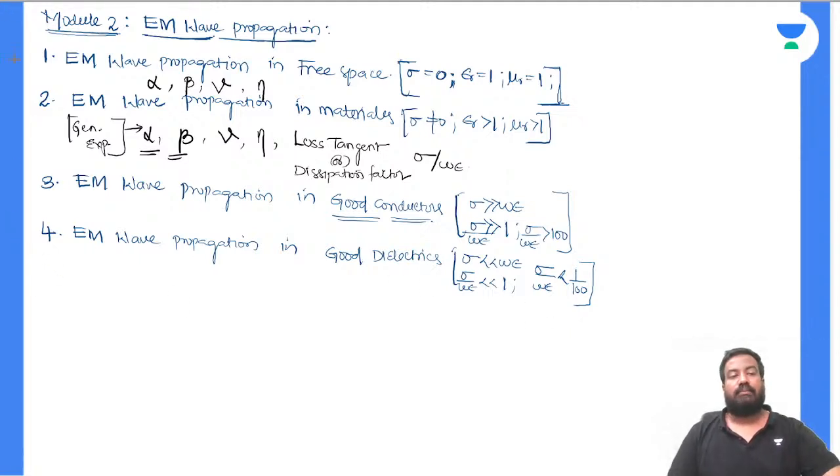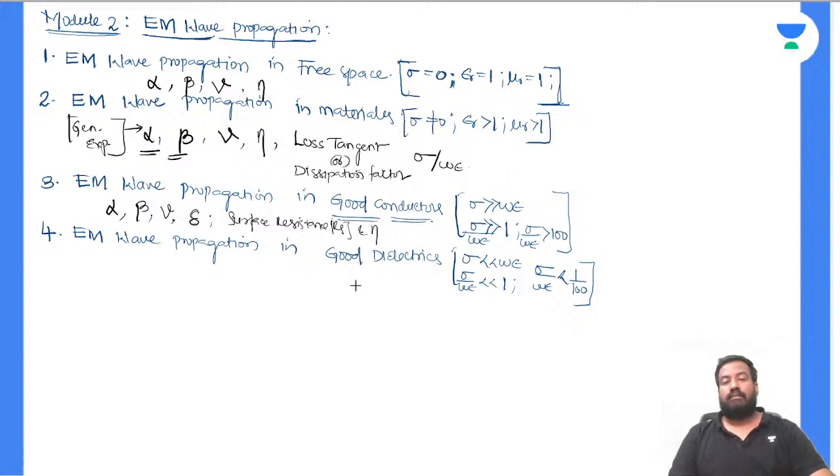Under this, for good conductors, we derived the value of alpha, beta, velocity, and also we discussed penetration depth or skin depth, surface resistance and intrinsic impedance. Here, loss tangent or dissipation factor is given by tan phi, where phi is 2 times theta n, and theta n is the angle of intrinsic impedance.